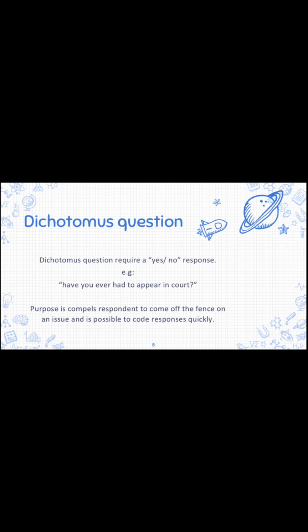Okay, first, the dichotomous question. Dichotomous questions require a yes or no response. Example: have you ever had to appear in a court? The purpose is that it compels the respondent to come off the fence on an issue, and it is possible to quote responses quickly.